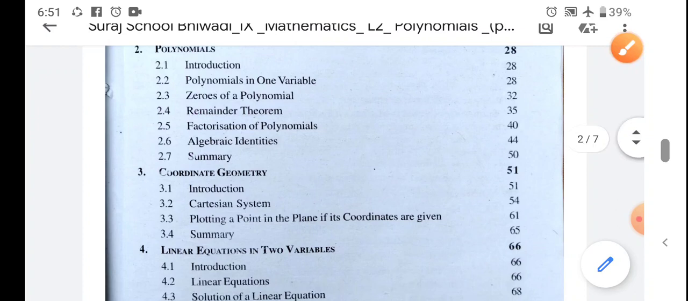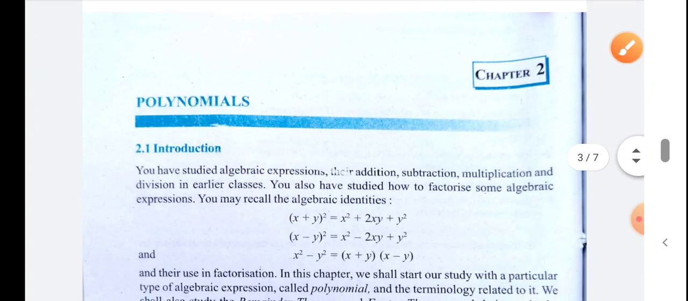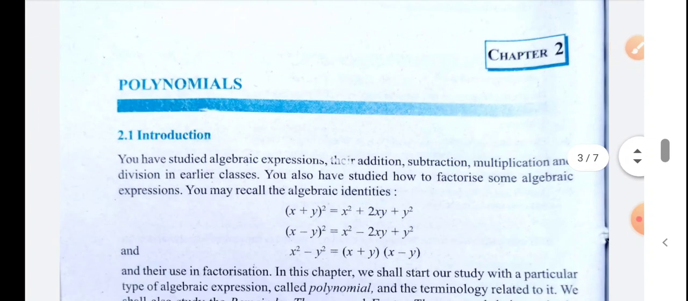So beta, whenever you are going through any chapter, you must go through each and every line, because whatever is written in the book is written by the team of experts. So each and every word is important. So let us have a grasp of chapter number 2, exercise 2.1.